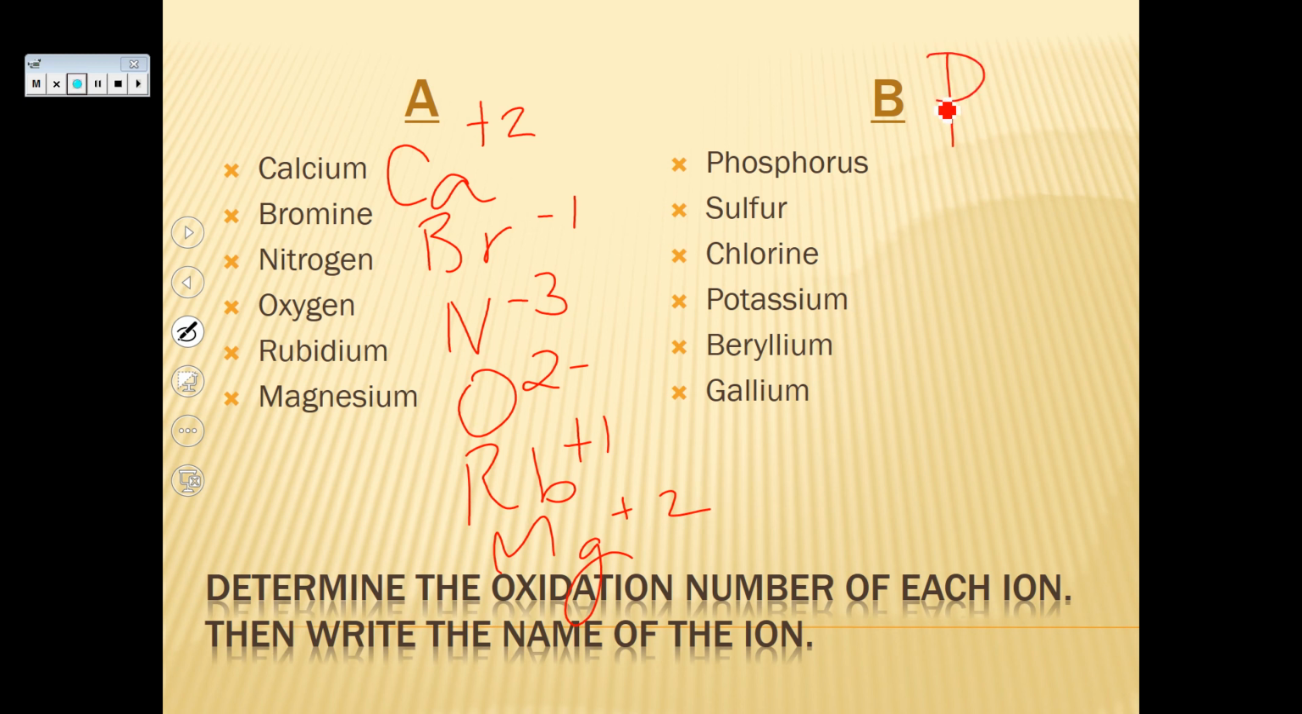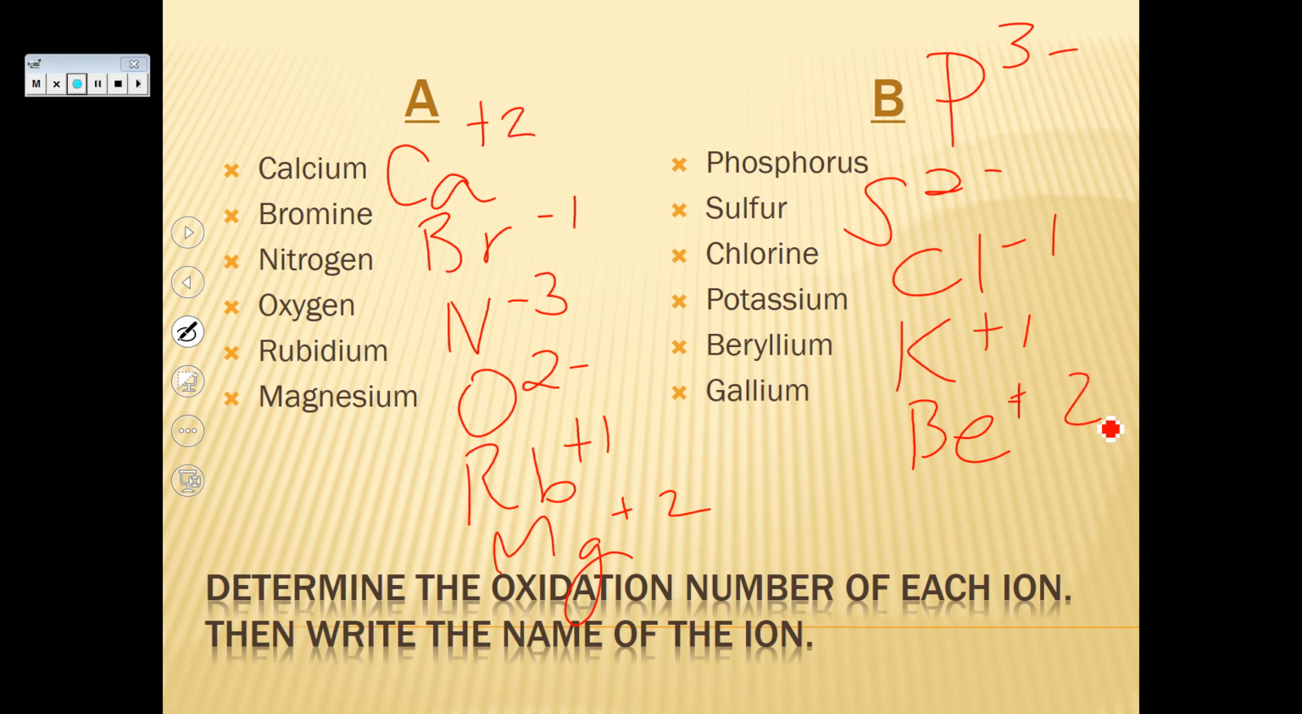Phosphorus will be P3 minus, sulfur S2 minus, chlorine Cl minus 1, potassium K plus 1, beryllium Be plus 2, and gallium Ga plus 3. It does not matter if you put the positive or minus sign before the number or after the number.